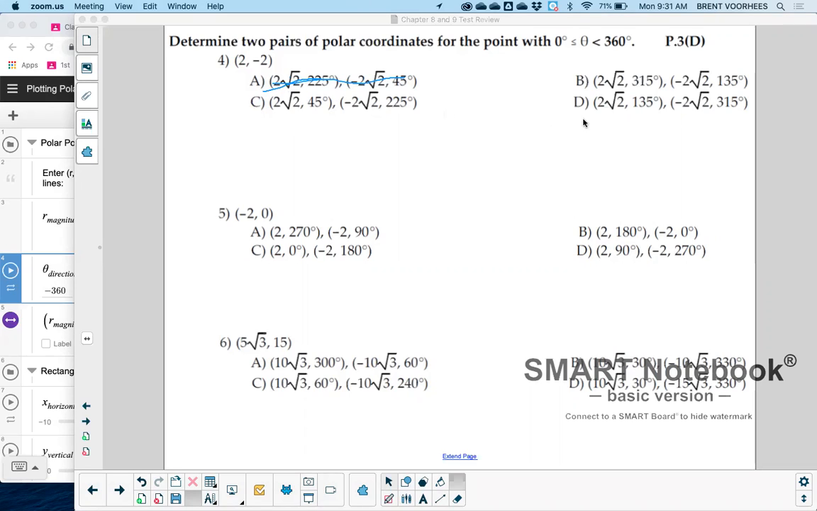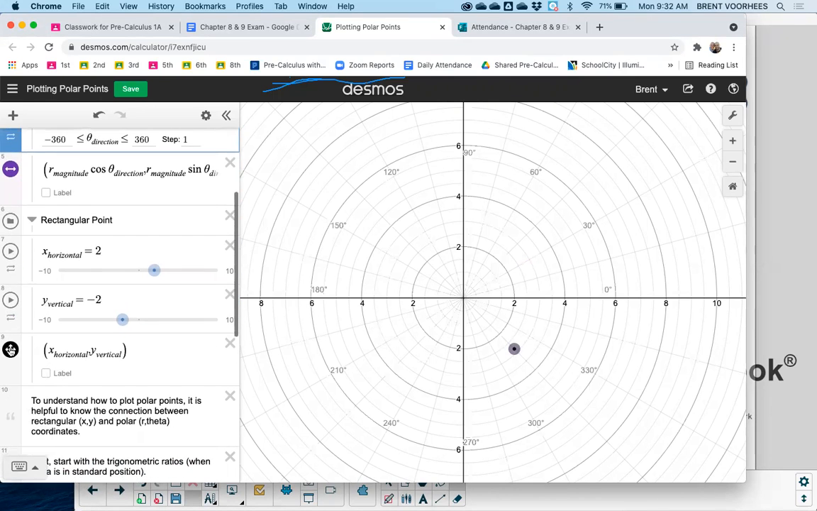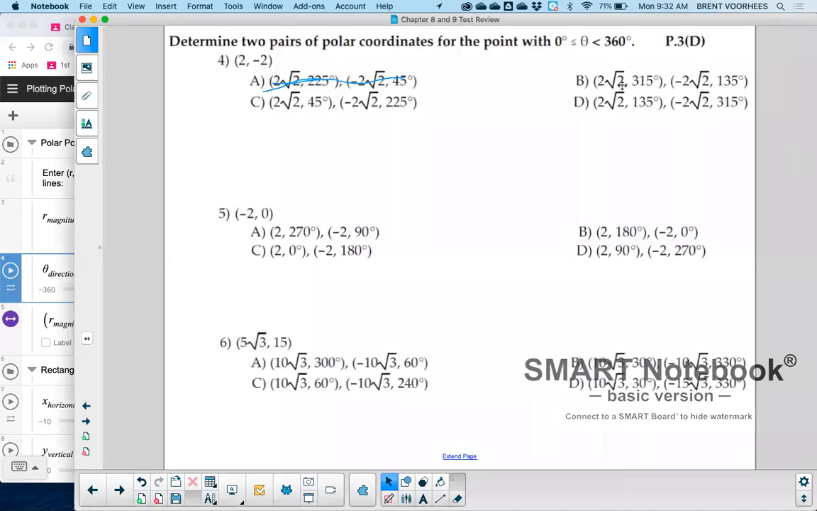So now let me try B. B has 2 square roots of 2 and 315. So that's what I'm going to try now. 2 square roots of 2 and 315 degrees. So I have 2 square roots of 2. I'll try 315. Okay, this overlaps, it looks like to me. You see how they overlap one another? So that's a good one. This answer is looking pretty good.